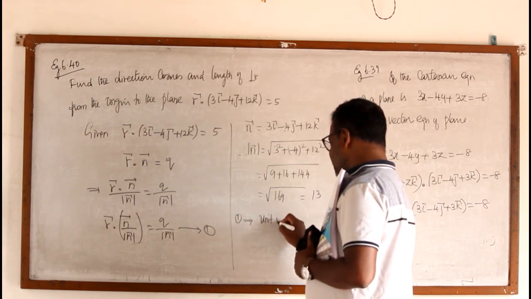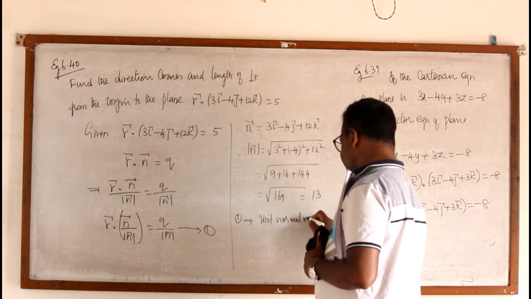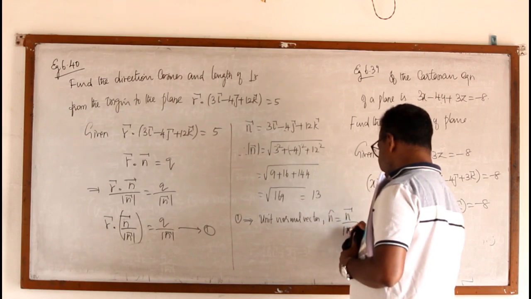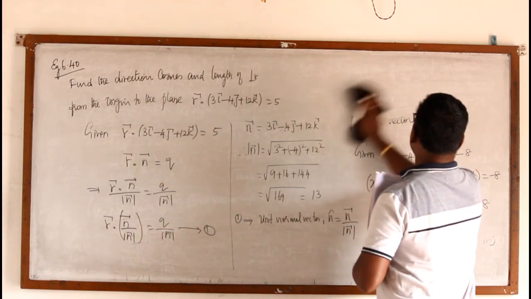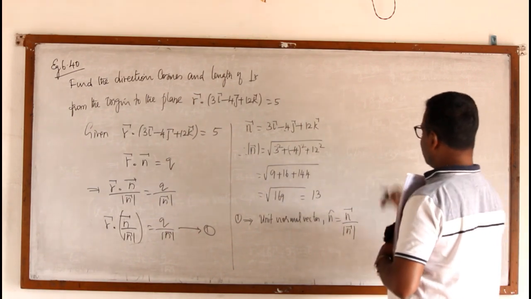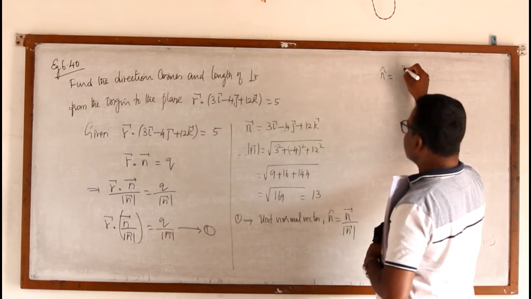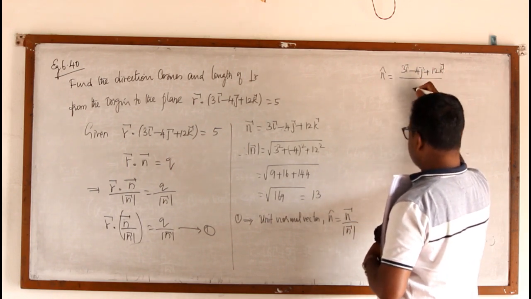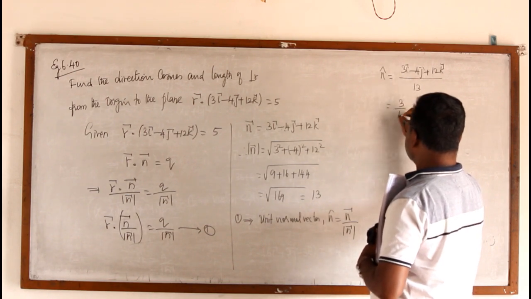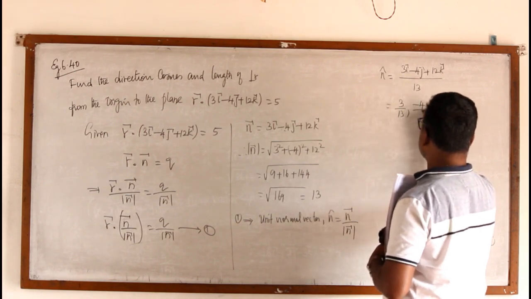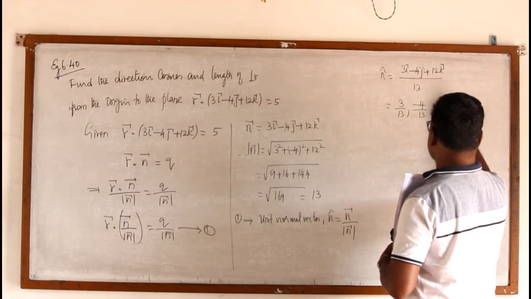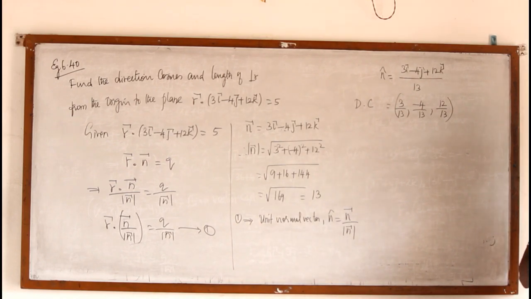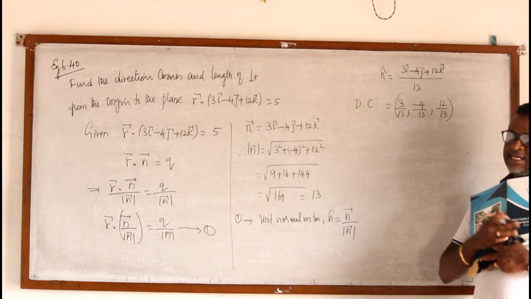the unit normal vector is n cap equal to n vector by modulus of n vector. We found the modulus of n vector. Therefore, n cap equal to n vector, which is 3i minus 4j plus 12k by 13. Suppose if I divide separately, 3 by 13, minus 4 by 13, 12 by 13. This is our direction cosine. Always the unit normal vector without ijk gives me the direction cosines.